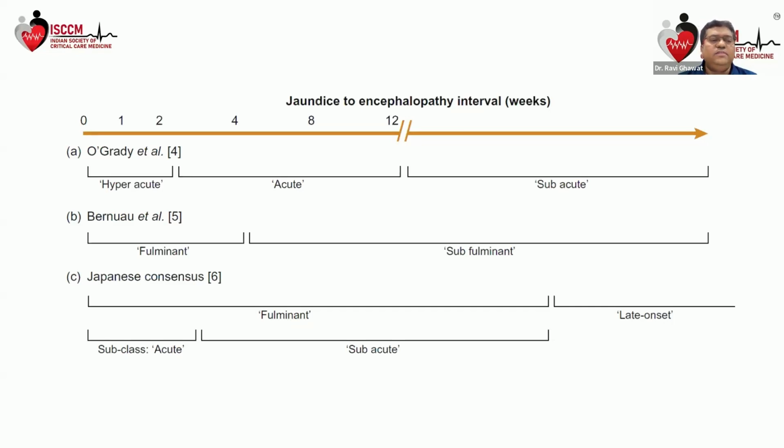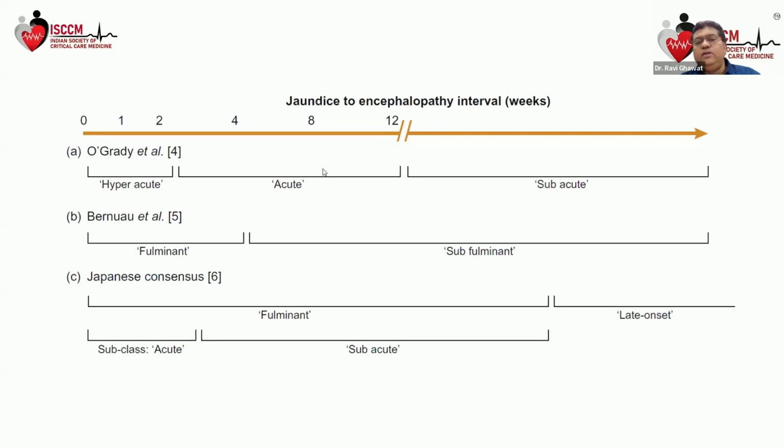And then there are other classifications as well, like the Bernuau one and the Japanese classification. The Japanese classification says late onset hepatic failure is when it is after 8 weeks. What is important to know about this classification is the clinical significance of it. As the duration from jaundice to encephalopathy increases, the prognosis is worse. In subacute failure, the prognosis is worse. In fact, in hyperacute, it is probably the best amongst all.